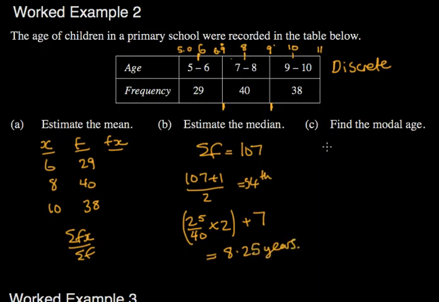For part C, it's asking for the modal age, and that would mean 40 is the largest frequency, but it's asking for the age, and 40 is not an age. The modal age is between 7 and 8. 7 and 8 years old.